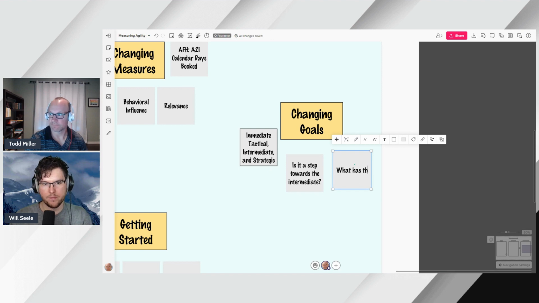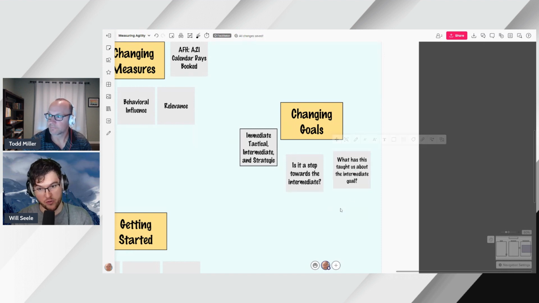I like that. And those two questions kind of repeat themselves for the intermediate goal in relationship to the strategic goal. Upon achieving or failing to achieve or changing the intermediate goal, are we still en route to the strategic goal?